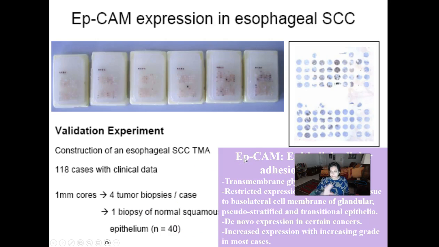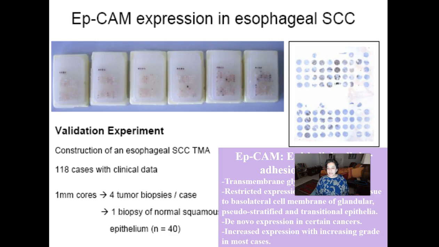epithelium from about 40 individuals to get their control samples. And looking at that, they were able to make actual conclusions about EpCAM expression and how it affects esophageal squamous cell carcinoma. EpCAM is an epithelial cellular adhesion molecule, so obviously if you have more expression of it, that could be a problem for the cancer cell.